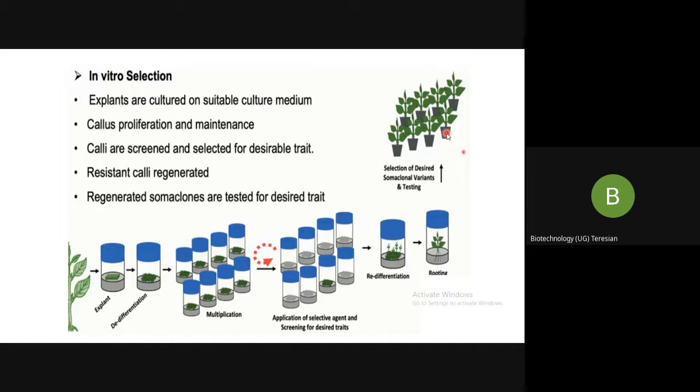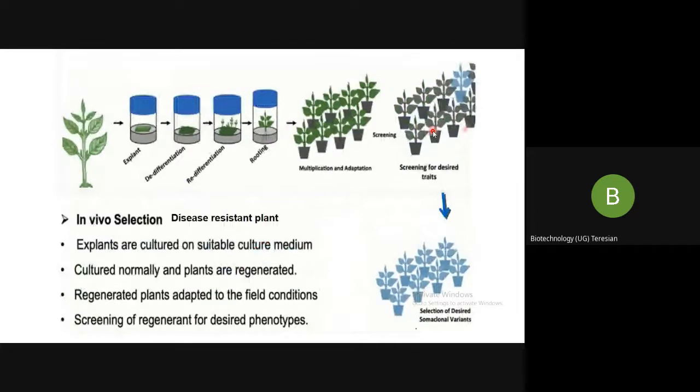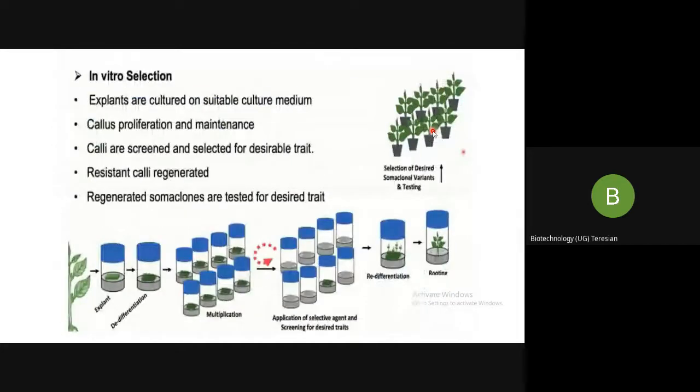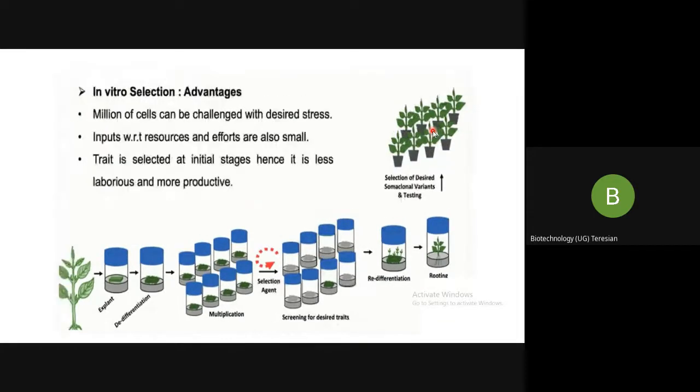When you're bringing it to the field condition, you will again do the same testing to see whether I have really chosen the right plant. Okay, so it can be in vivo selection or it can be in vitro selection. So both you're doing in tissue culture. But what is the difference?